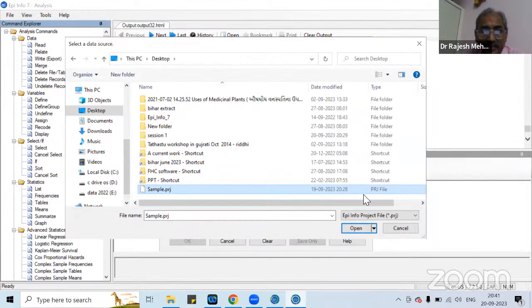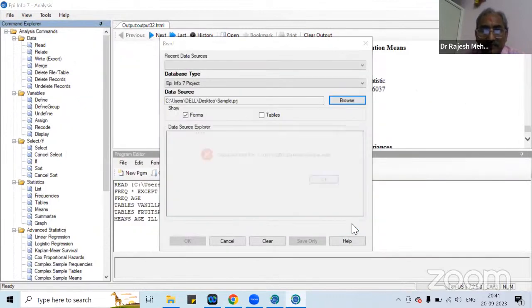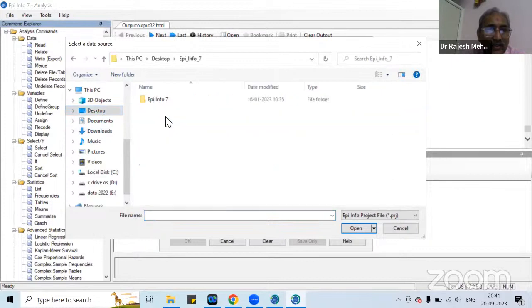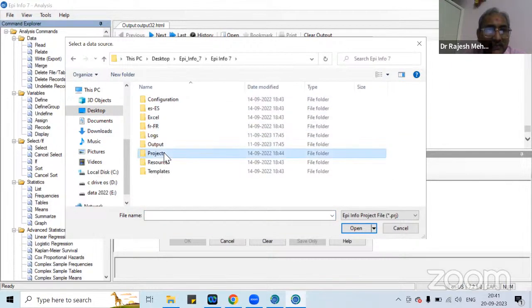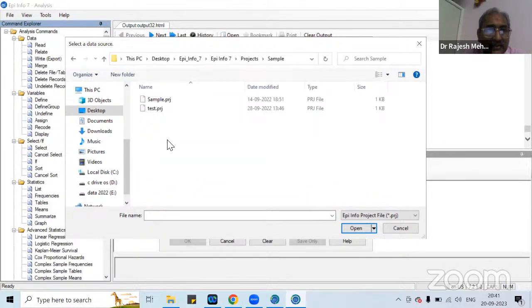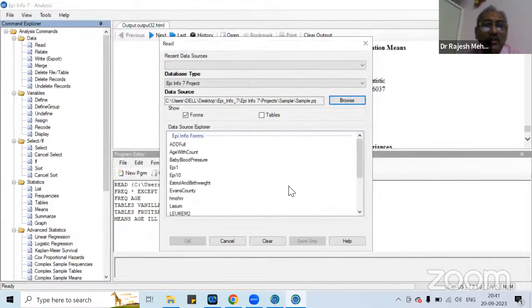Now here it creates a problem. So your folder, where is the folder? Epi Info folder and projects. This is the project file. So you need to search where your Epi Info folder is. In your Epi Info folder, you will be able to find the project file.